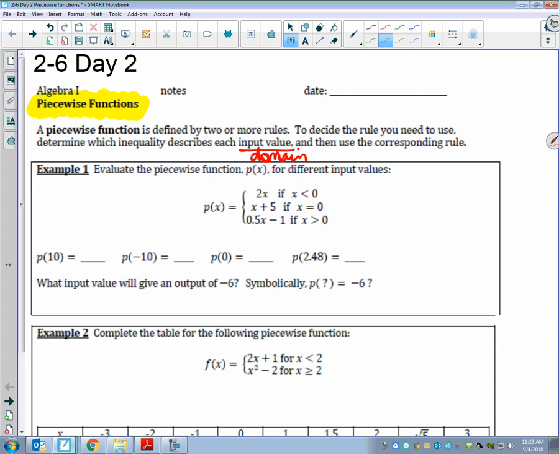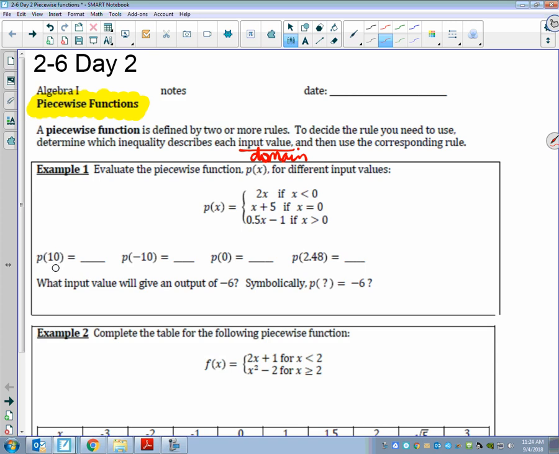So let's look at what it looks like at first, before we get to graphing it. It says evaluate the piecewise function p of x for the different input values. A piecewise function looks really scary, but it's basically just pieces, right? There's three pieces here, all for p of x, but notice they each have a rule next to them. So it's 2x if x is less than 0, it's x plus 5 if x is equal to 0, and it's 0.5x minus 1 if x is greater than 0. Those give you the rules.